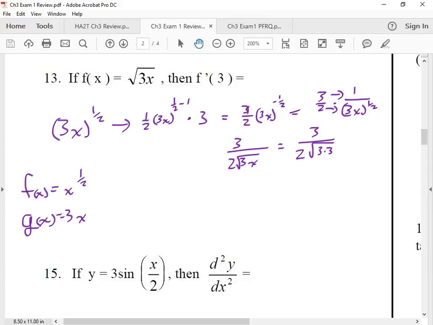I multiply straight across to get 2 rad 3x. And so square root of 9 would be 3. 3 times 2 is 6. So you have 3 over 6, which equals 1/2. That is the right answer.